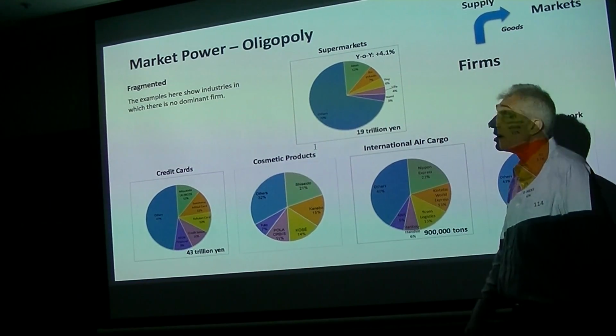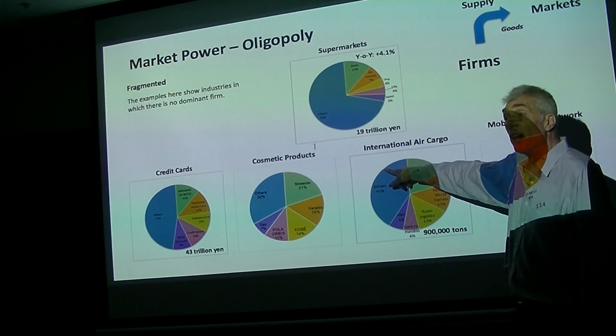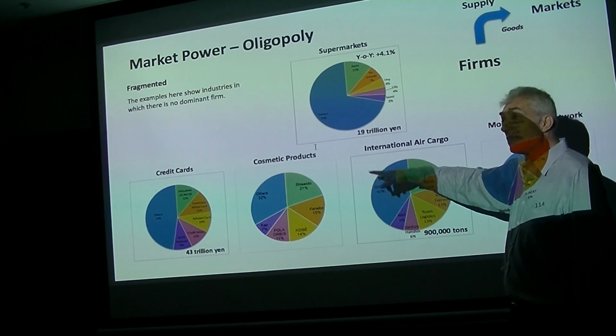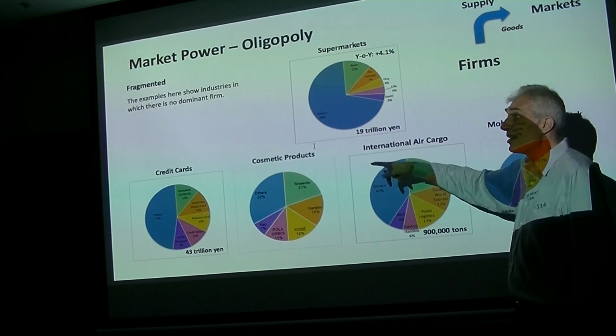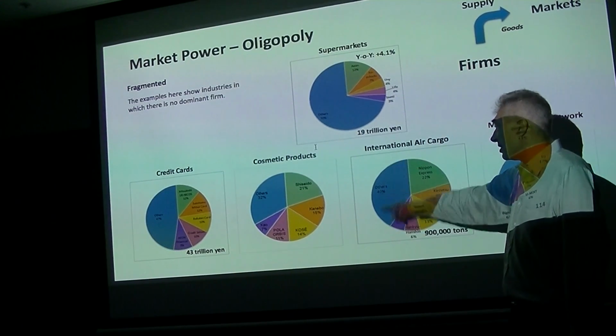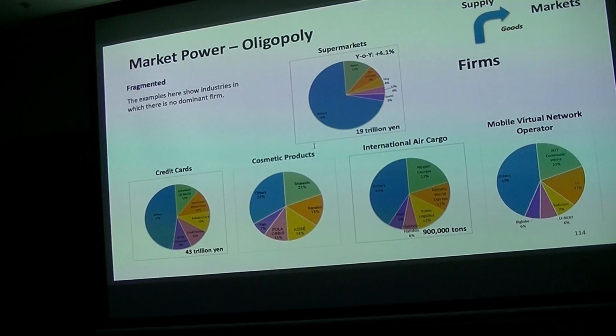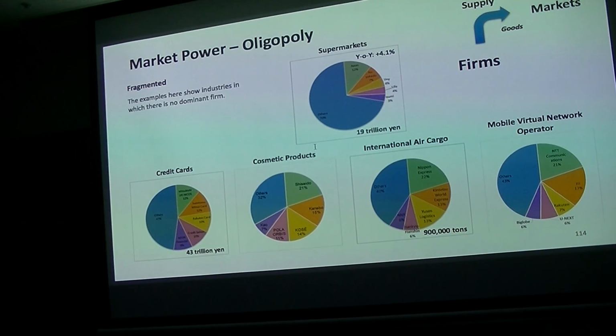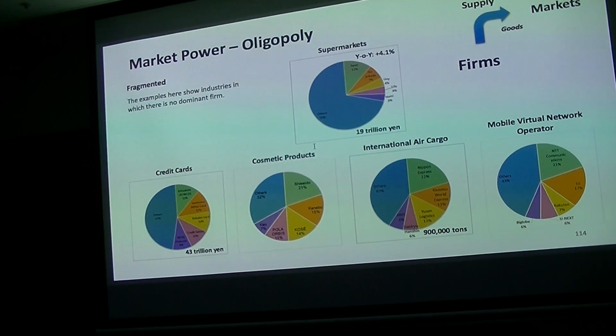a big market share. That would be DHL, Federal Express, the other major American carriers. So those are the firms that are going to be there. Mobile virtual network operator, but that's internet stuff.